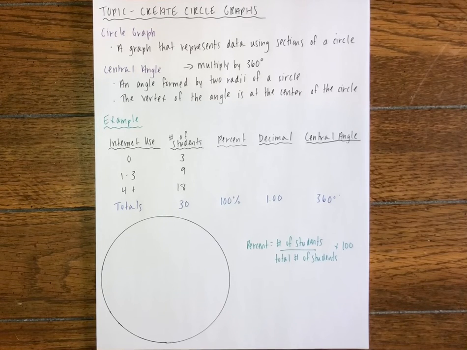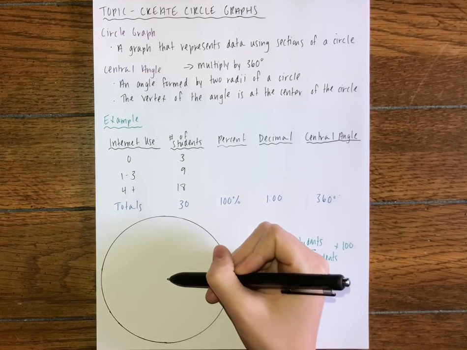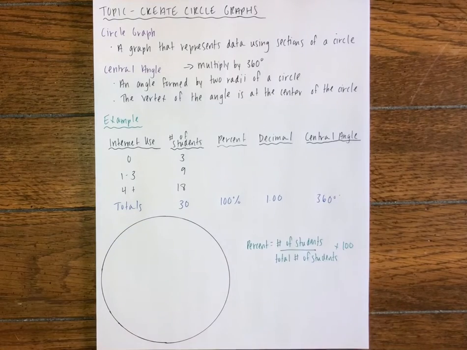The different sections of a circle are called sectors. A central angle is an angle formed by two radii of a circle. The vertex of the angle is at the center of the circle. So here the vertex would just be right in the middle of the circle. In order to find the central angle, all you have to do is multiply the decimal by 360 degrees.